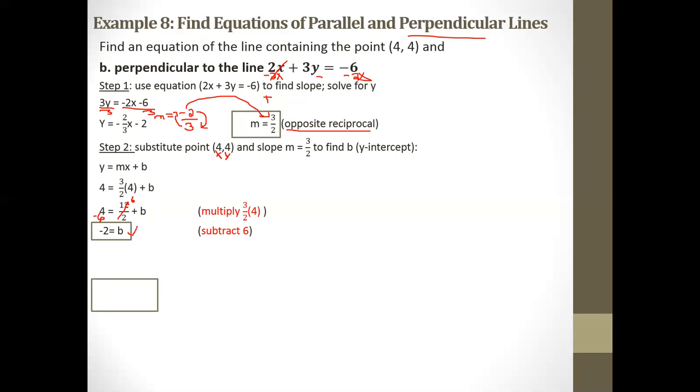Now we have our y-intercept and that slope. We can write the equation of the line. So we're substituting 3/2 for m and negative 2 for b. We'll get y equals 3/2 x minus 2. And that's the last equation for these notes.